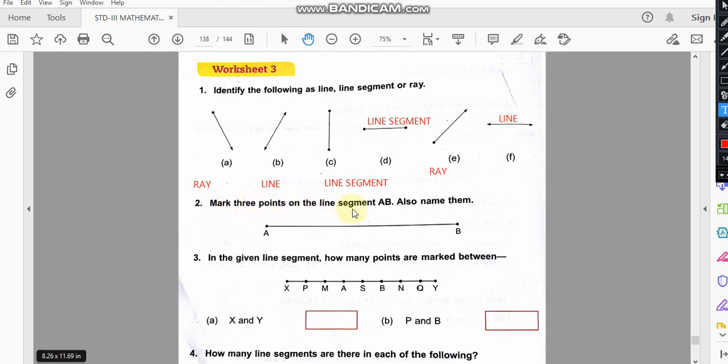Mark 3 points on the line segment AB, also name them. So let us mark 3 points on the line AB, okay, and then name them also.